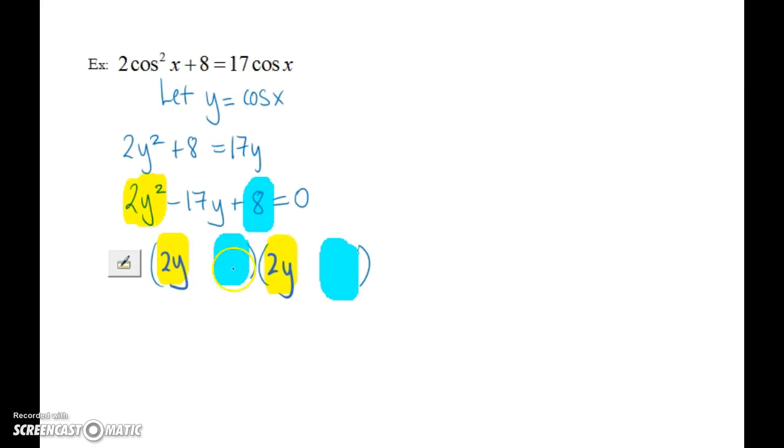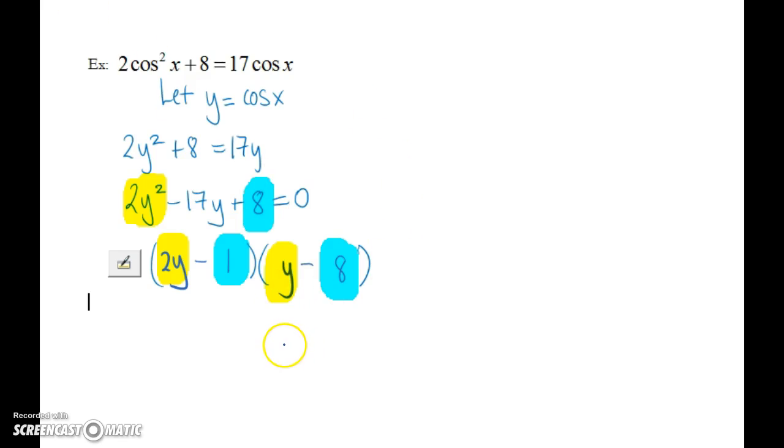So let's try 1 times 8. And it's a positive 8, but a negative in the middle. So we're going to do 2 negatives, which will multiply to a positive. And we're going to do 1 times 8. So we can try 1 and 8. Oh, sorry, I see a mistake here. This should be 1y. Okay.